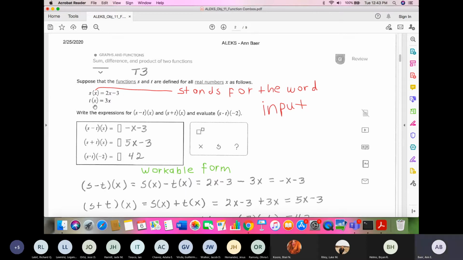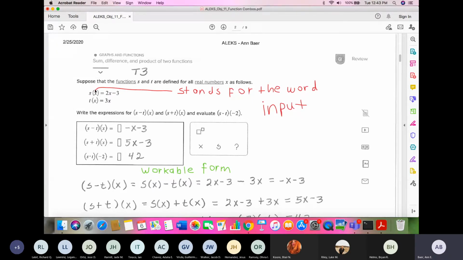Same with t. This is t of x. It's equal to 3x. This x is, in a sense, a variable in this context, but really what it means in this context is input. X means input, so x stands for the word input. We're going to be taking advantage of that soon, later on today. So just x stands for input.